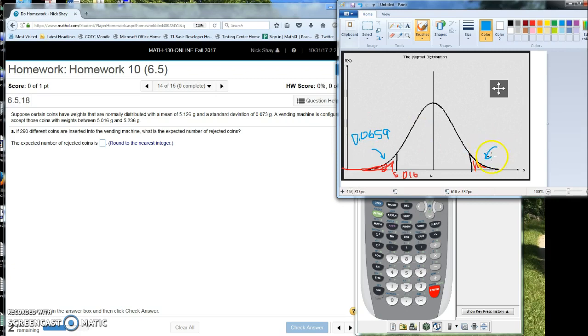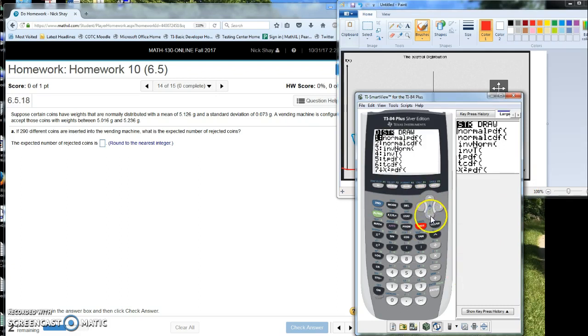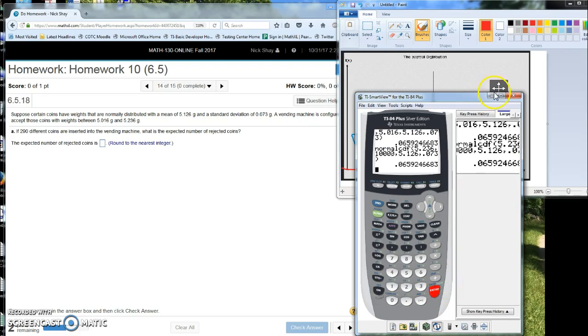Now we're going to do the same thing for this area to the right. Remember that this value is 5.236. So we're going to do a normal CDF with this. This is 5.236 to 10,000, so our lower is 5.236. Our upper is 10,000. Same mean and standard deviation, right? And when we run that one, we get the same: 0.06592.